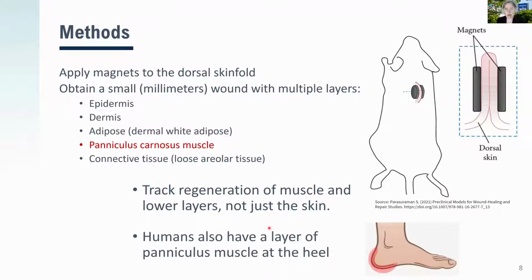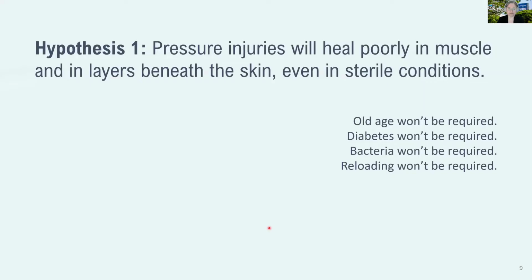I'll point out that humans have a layer of panniculus carnosus muscle at the heel, which, as you saw in that photo, is a common site for pressure ulcers. And if there's time at the end, I'll show you more about the heel of human muscle.